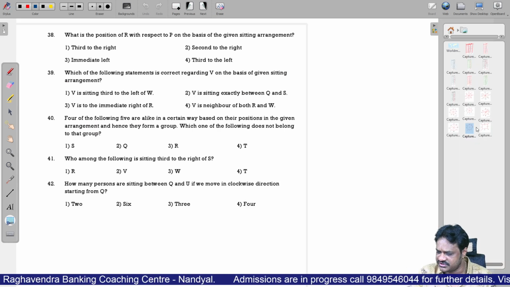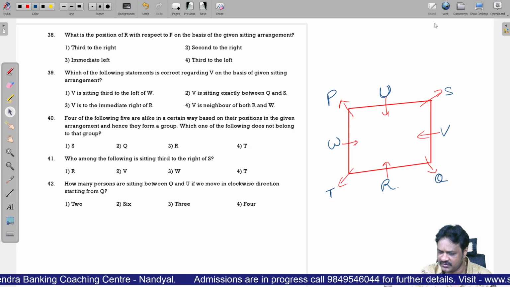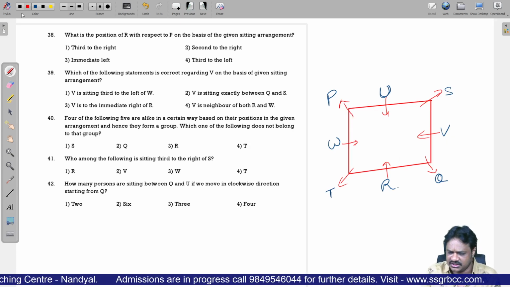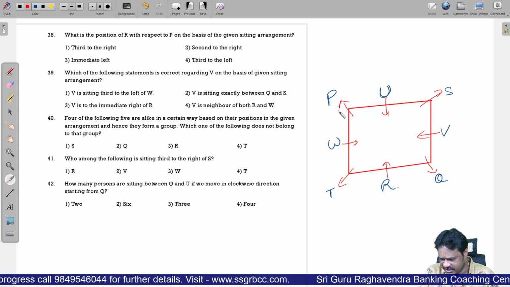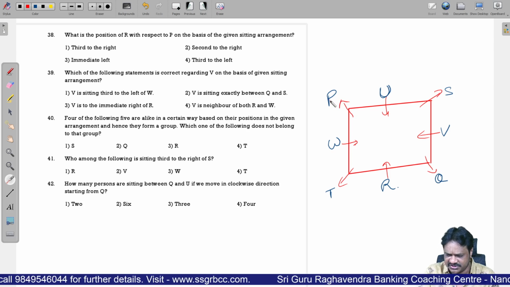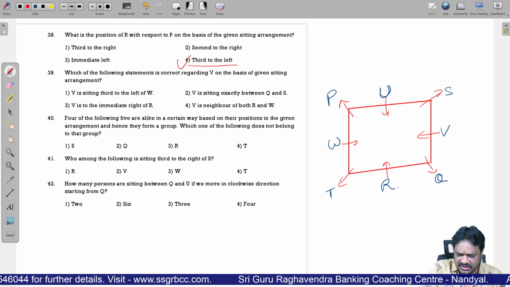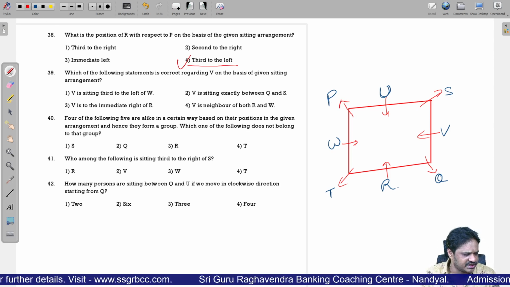See the first question. What is the position of R with respect to P on the basis of the above arrangement? This is R with respect to P. See, this is first, second, third. Actually, this is third to the right, but because P is facing away from the center, we will call it third to the left. Third to the left is the correct answer.